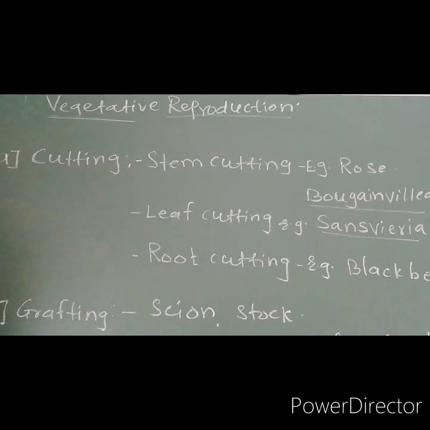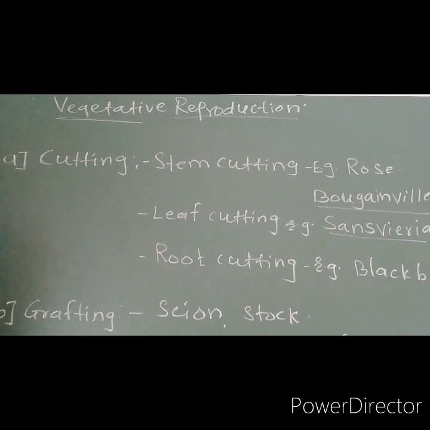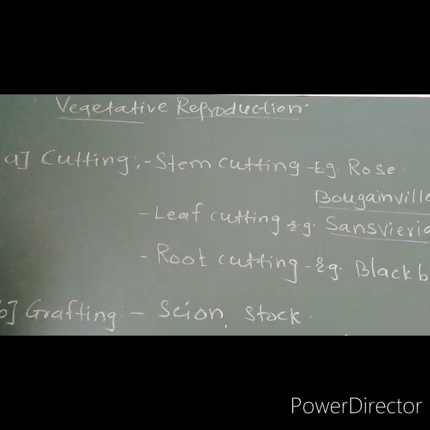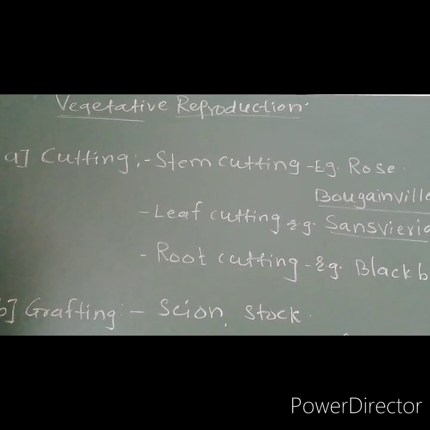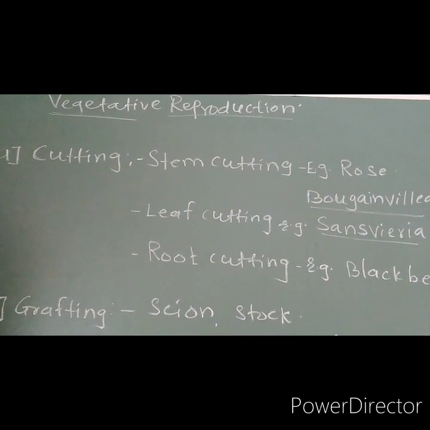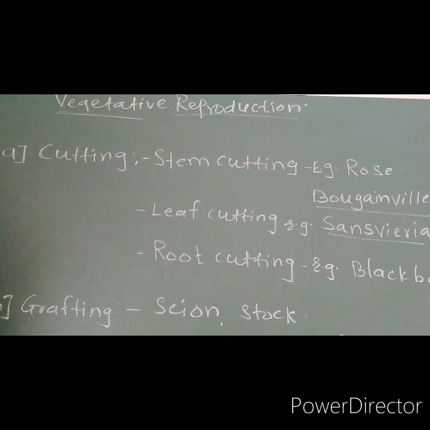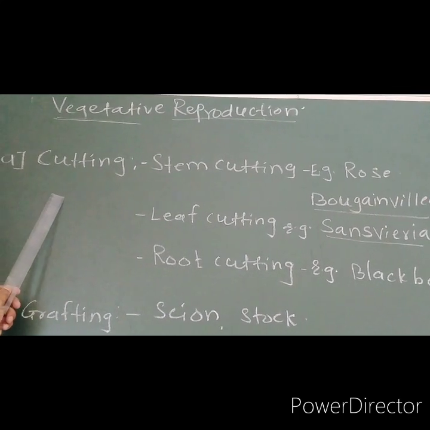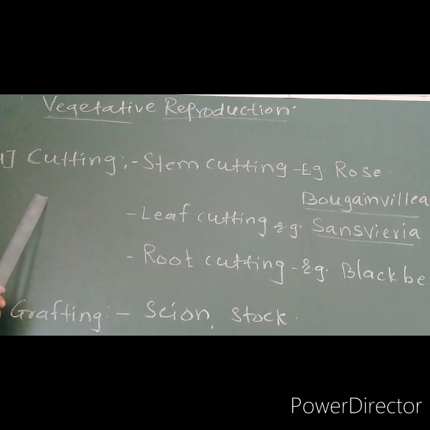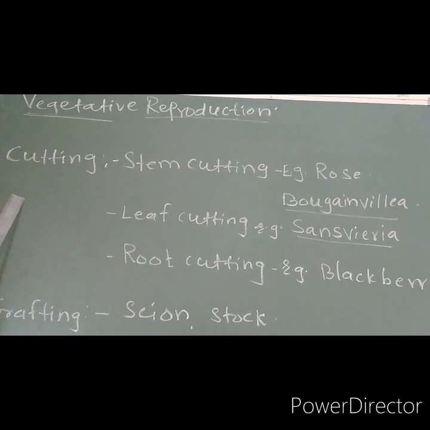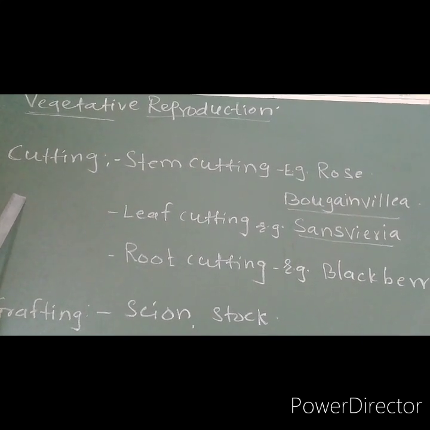Vegetatively, plants reproduce by natural method or by artificial method. Artificial methods are used to propagate desired varieties according to human requirement. First, cutting. The small piece of any vegetative part of a plant having one or more buds is used for propagation.